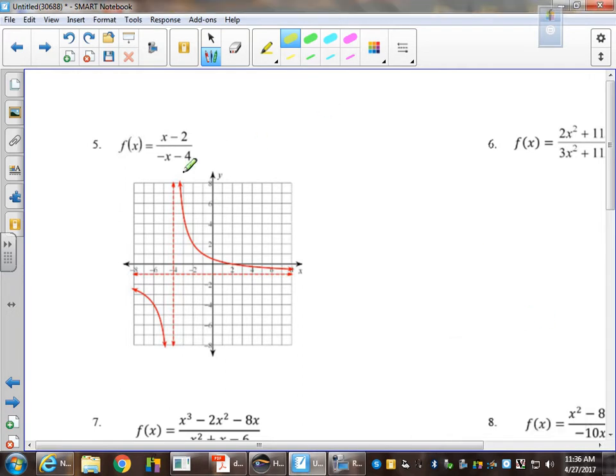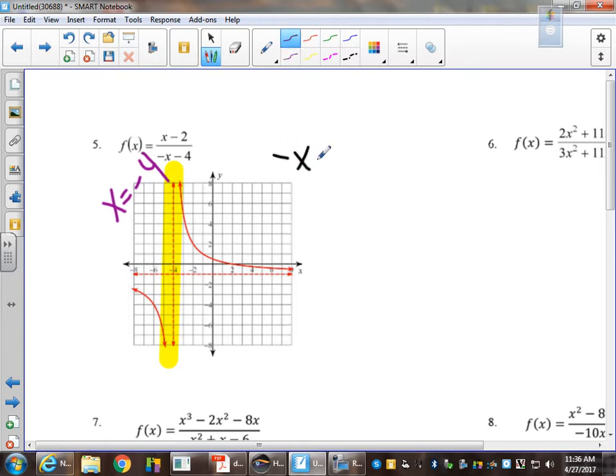Okay, number 5. In this case, there's only one vertical asymptote. This right here is a horizontal asymptote. All we care about for finding the domain is our vertical asymptote, though. X equals negative 4. So let's see if when we solve this, that's what we get.